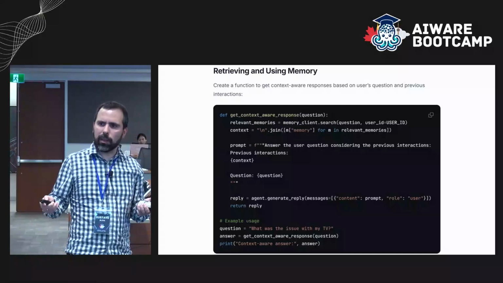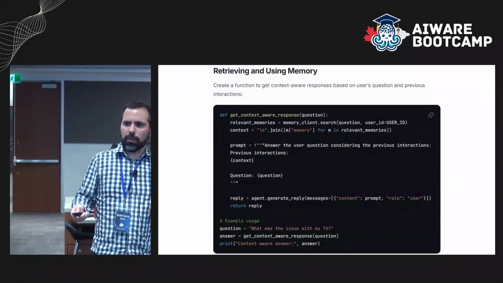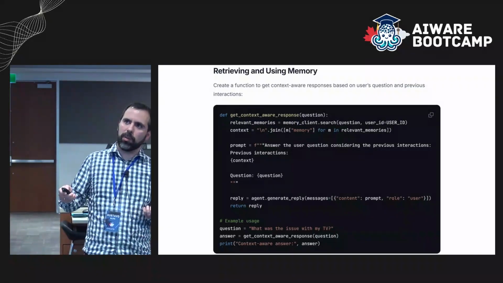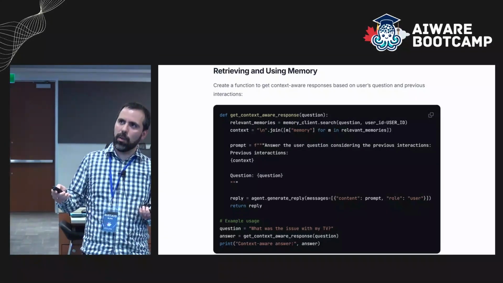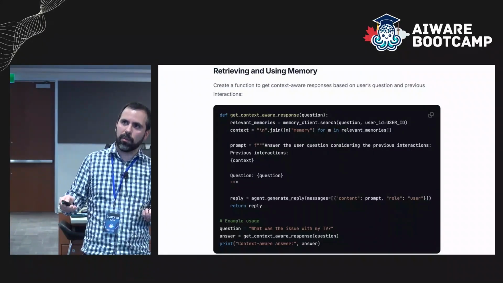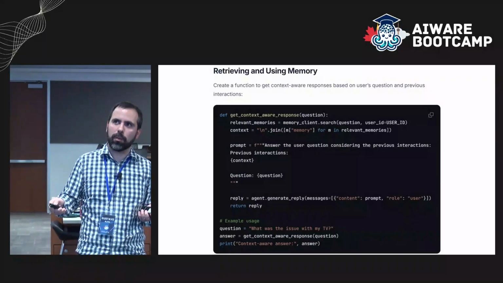Then here is a slightly more sophisticated example: what was the issue with my TV, get context-aware response. This shows how you would retrieve memory. You have this question, you search the memory, and you add it as context in your prompt. Then you prompt your agent with that context from the memory.